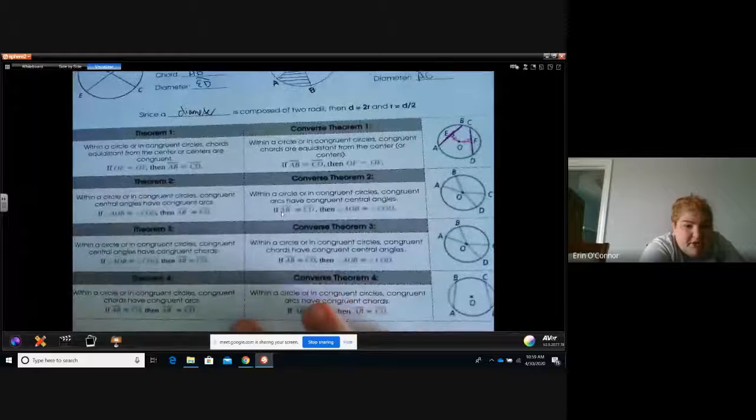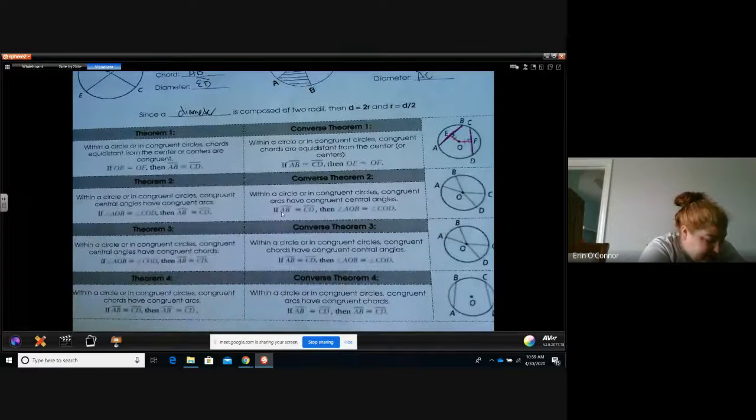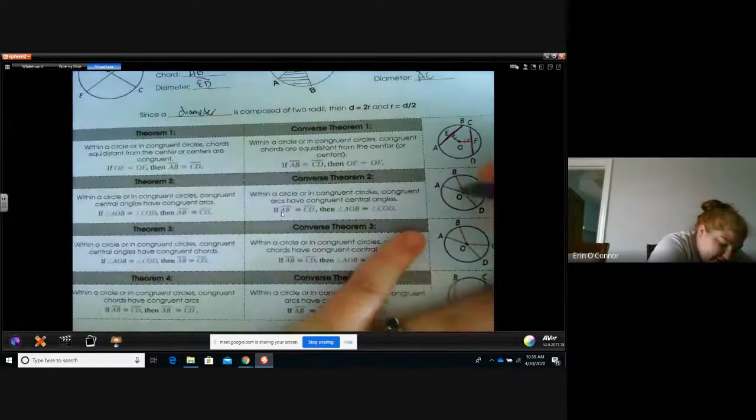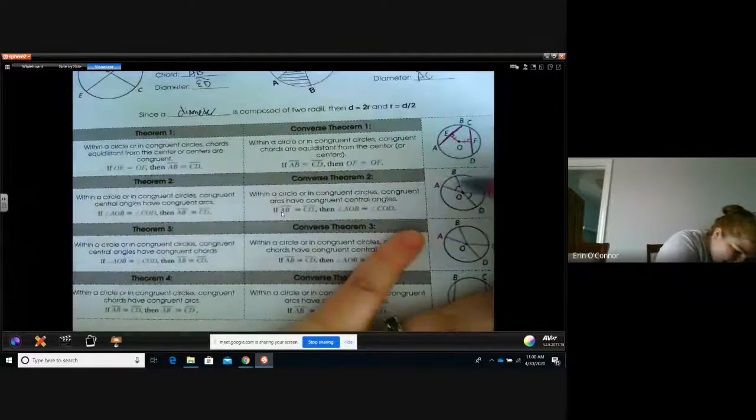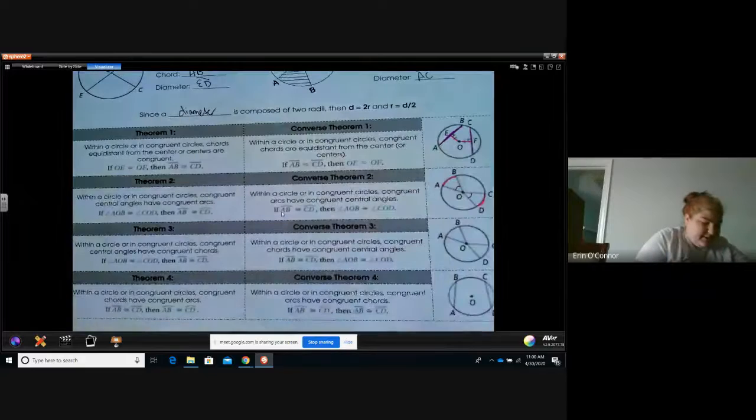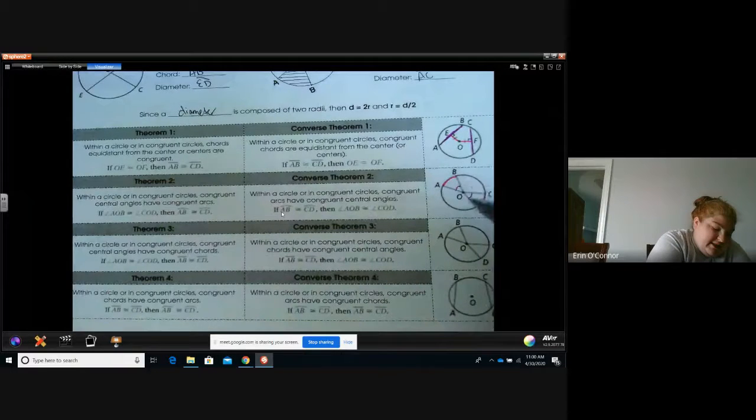Okay. Theorem 2. Within a circle or in congruent circles, congruent central angles have congruent arcs. So if these two are congruent, then these two are congruent. And the converse theorem is within a circle or in congruent circles, congruent arcs have congruent central angles. So if these two are congruent, then the angles are congruent.